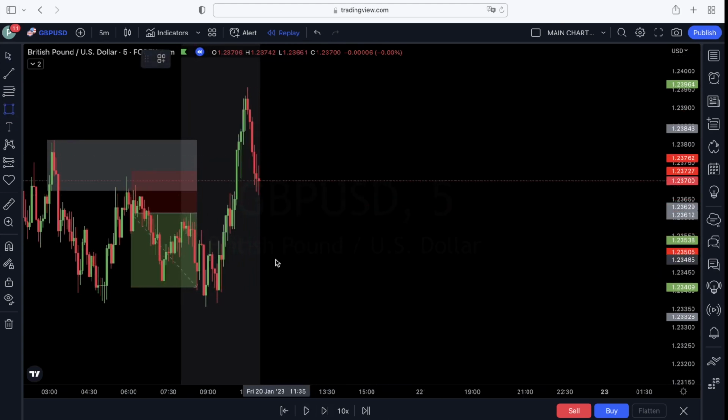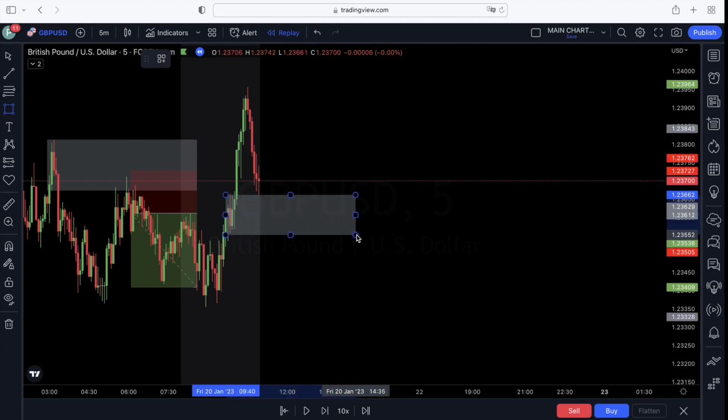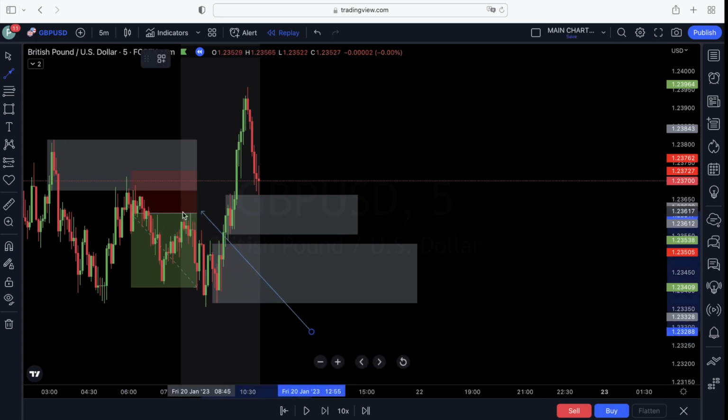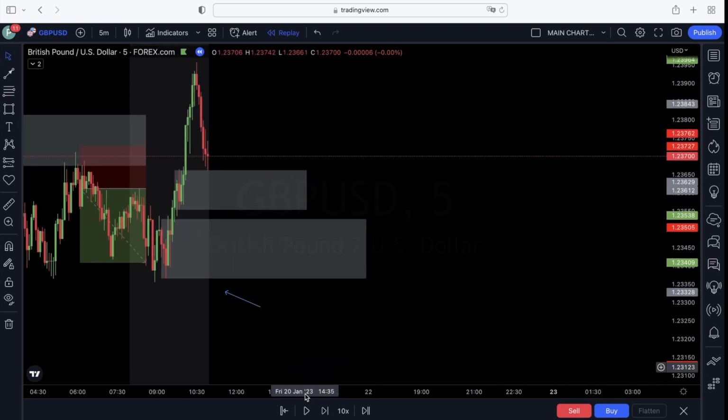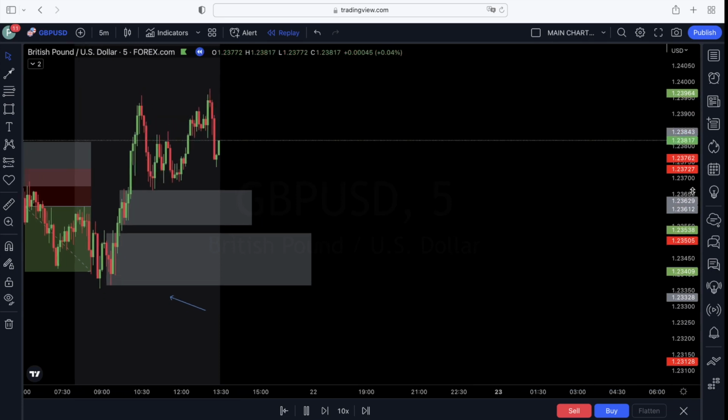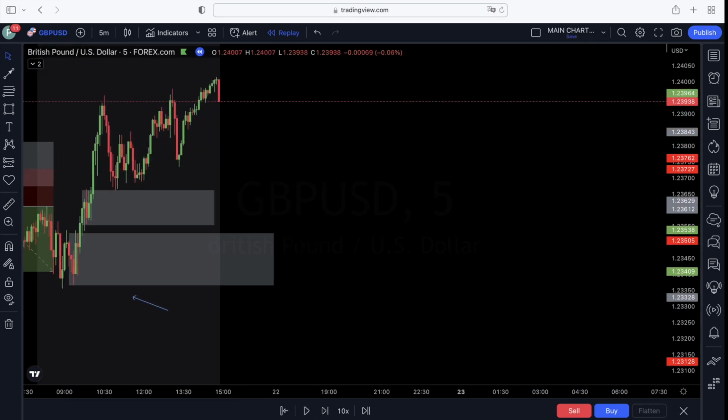Okay. Demand here and also a demand below it. You can clearly see the break of structure. Okay, break of structure, break of structure. I don't have to mark it up because it's clear as day. So let's see what happened. Yeah, that was a W for sure.